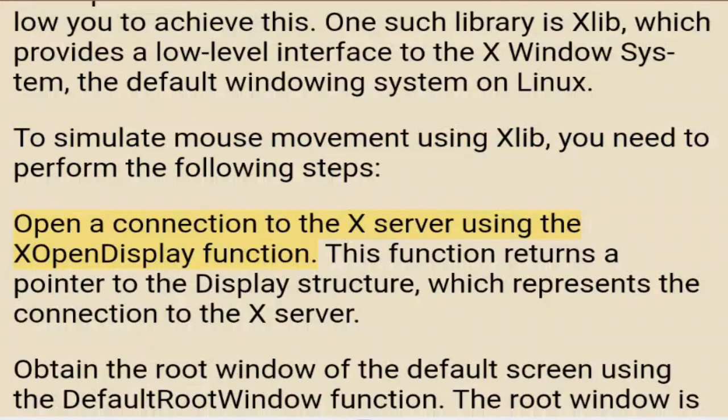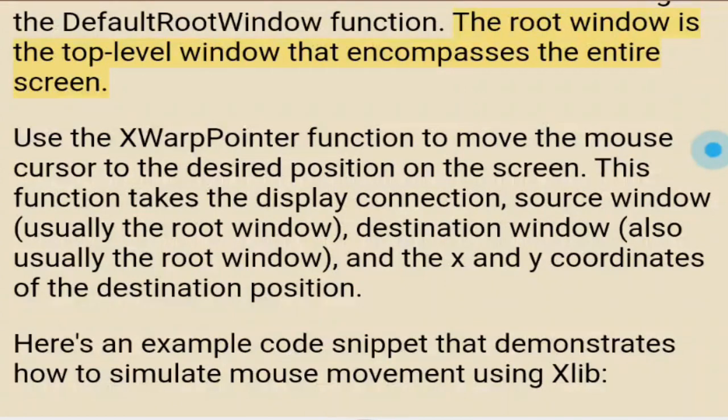Open a connection to the X server using the XOpenDisplay function. This function returns a pointer to the display structure, which represents the connection to the X server. Obtain the root window of the default screen using the DefaultRootWindow function. The root window is the top-level window that encompasses the entire screen.